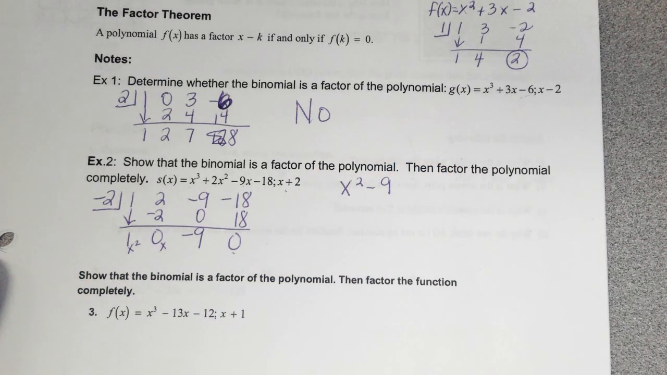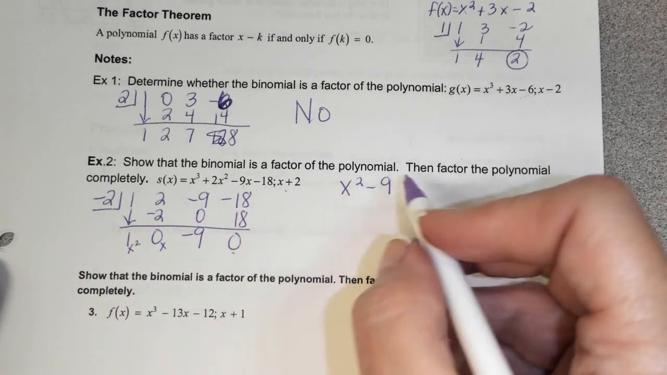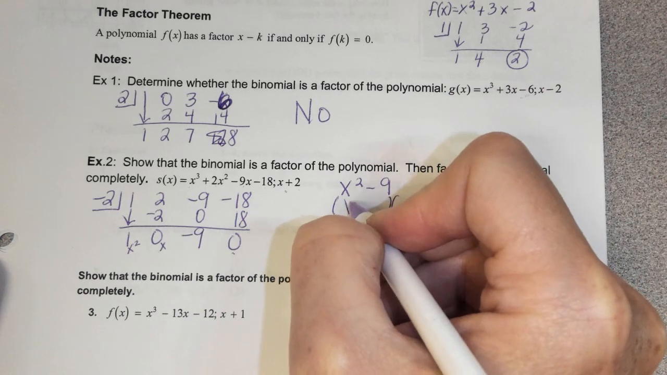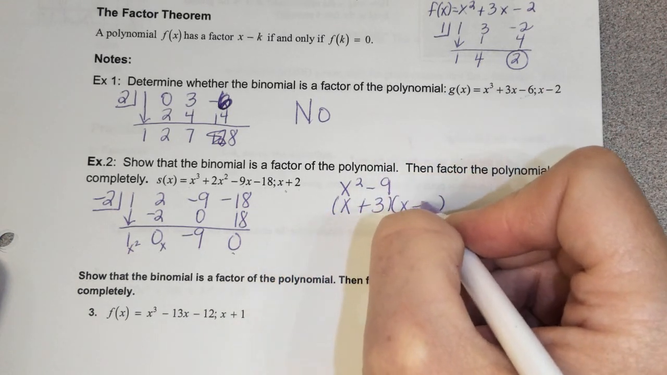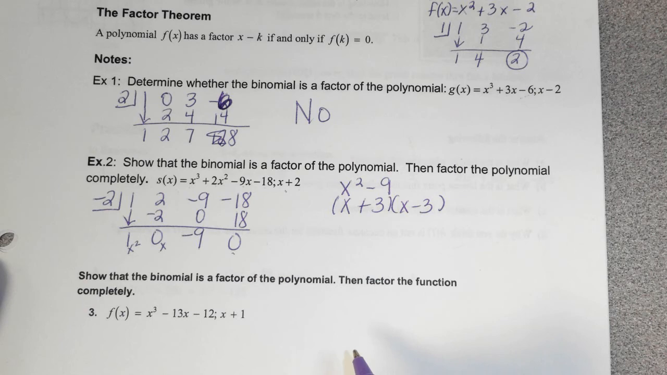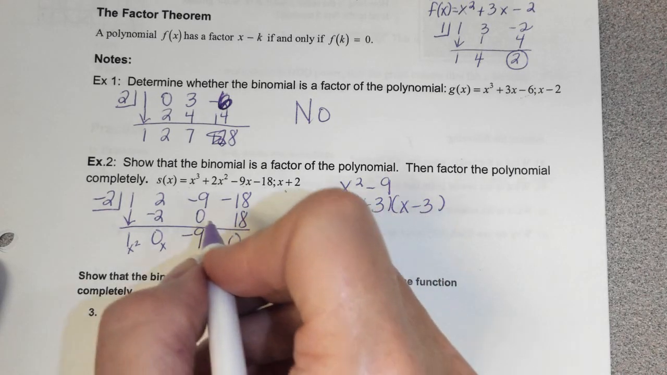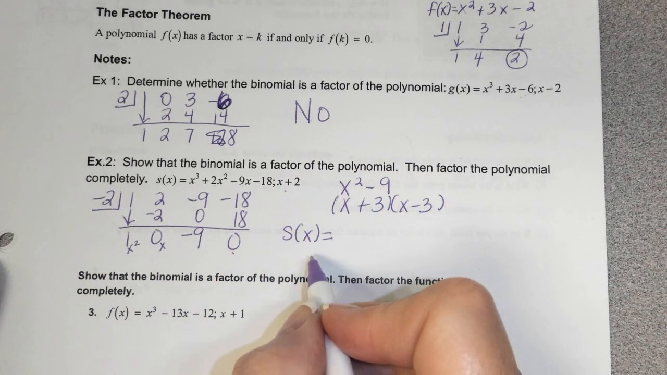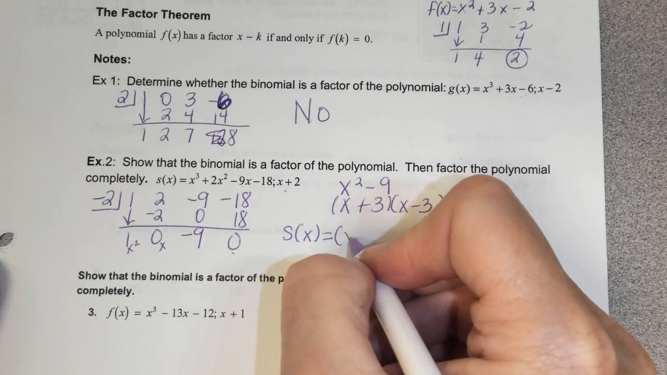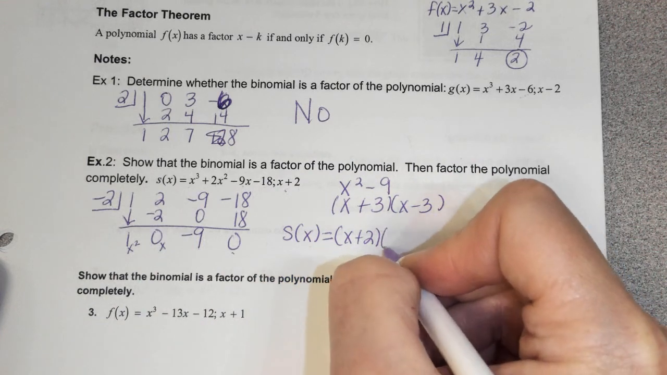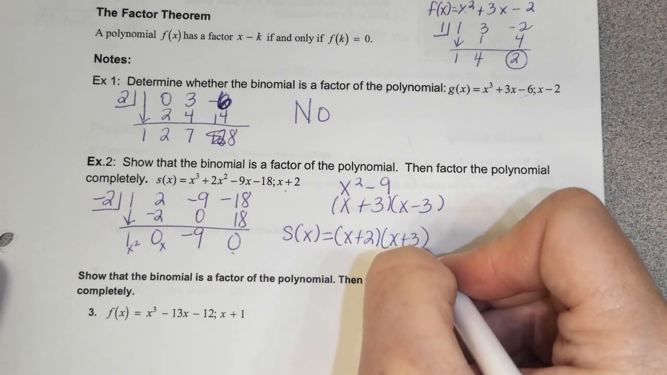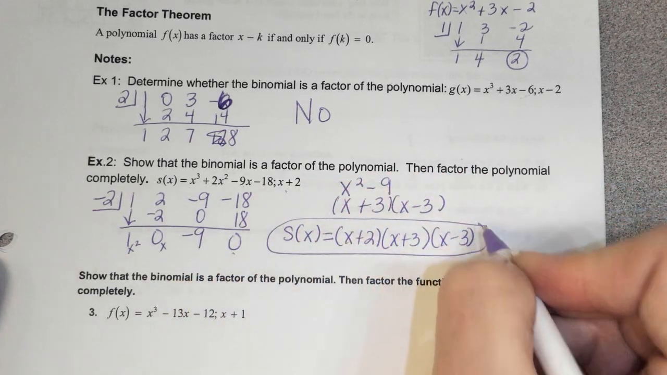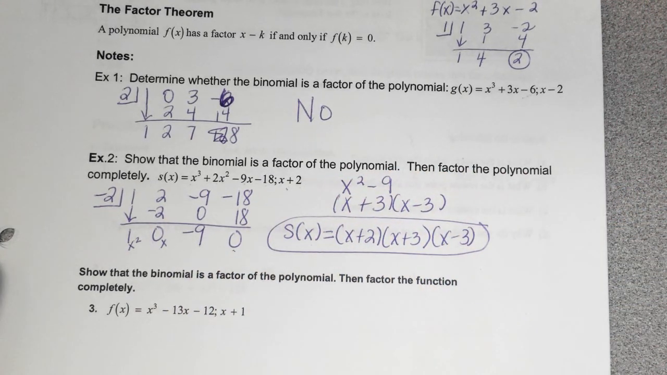Can we factor that down further? How? Difference of two squares would make it x plus 3, x minus 3. Yes. And so now showing the complete factorization for s of x, I would say that s of x is the same as x plus 2 multiplied by x plus 3 multiplied by x minus 3. That's the complete factorization.